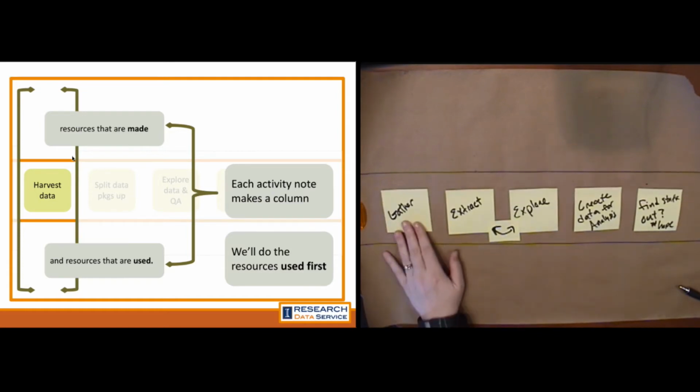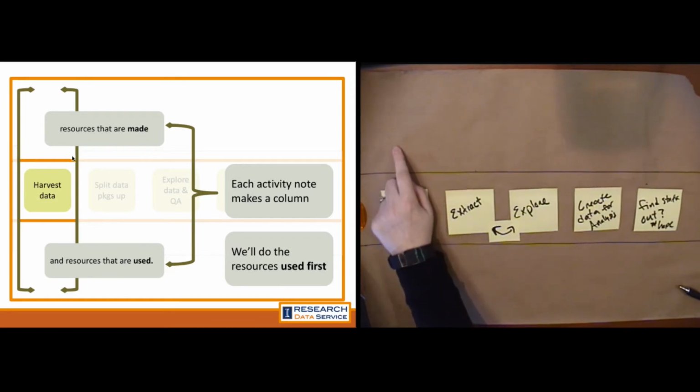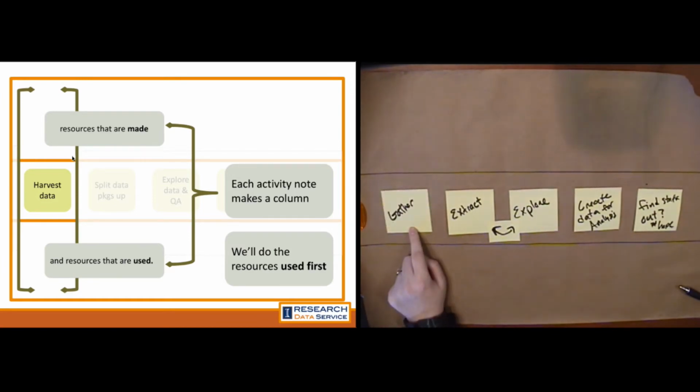And then for each column, so for each individual big Post-it note in the center, I'm going to take you through it, but we're going to be starting to document the things that you make, the resources that are made for this activity, and the resources that are used for this activity. We're going to start with this bottom section first, and then we're going to fill up the top, and then we're going to start annotating it. But that's the general idea behind what's going on with these big Post-it notes.